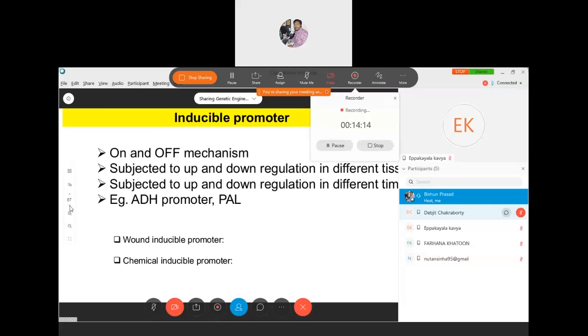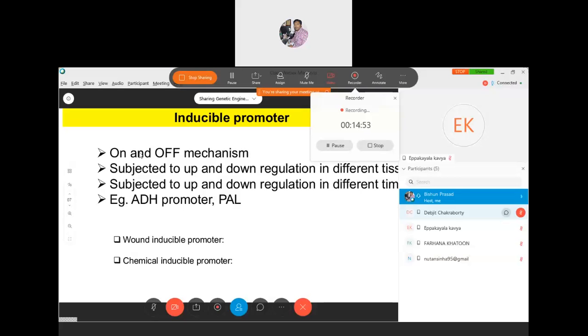Then another important promoter is the inducible promoter. The name itself indicates that it will induce. So it depends upon the condition, maybe environmental condition, maybe different tissues, maybe different time points. So these have a tendency for an on and off mechanism. Our inducible promoter may switch on or may switch off the gene expression. So if you want your gene to express at a particular time, in a particular tissue, then you should take an inducible promoter. So an inducible promoter cannot be switched on for all the time.